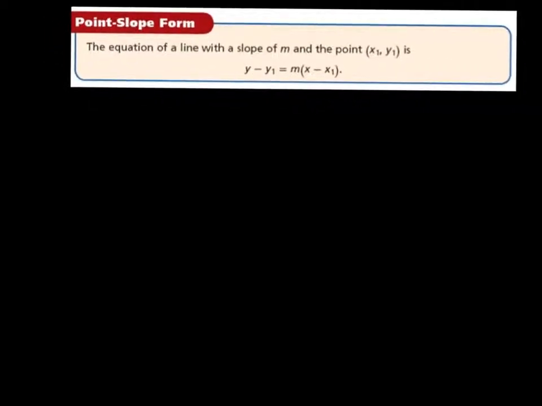So we're going to move on to a different form. Okay, we learned about slope-intercept form. Now we're going to discuss point-slope form. And you may have seen this in Algebra 1 before. The equation of a line with a slope of m and any point on the line (x1, y1) is y minus y1 is equal to m times the quantity x minus x1.